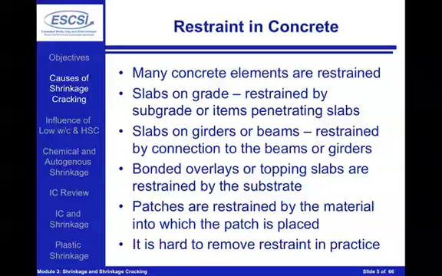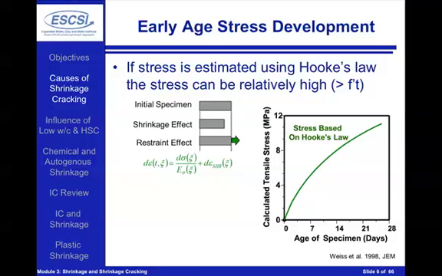The concrete is going to want to move around due to temperature and moisture changes, but the substrate will prevent or restrain that from happening. Patching materials, for example, are going to be restrained by the parent material that the patch is being placed on. Very high levels of restraint when we're looking at patching materials. In many cases, it's really hard to remove this restraint in practice. So what we really want to try to do is design our concrete so that it shrinks less, so that it will have less built-in stress overall in the system.